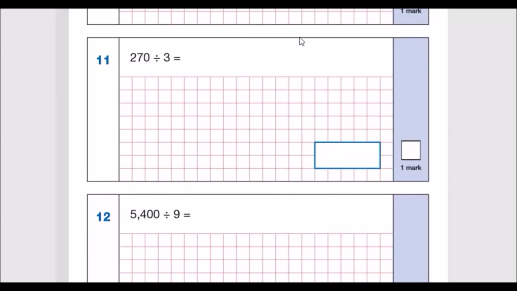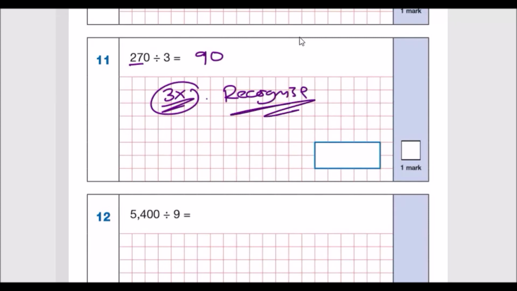Number 11. 270 divided by 3. You just have to ask yourself, and ignore the 0, how many 3s go into 27? Well, the answer is 9. And then you stick a 0, so 90. This is just a case of knowing your 3 times table and being able to recognize it. If you can, then that's perfect. Next one, number 12.